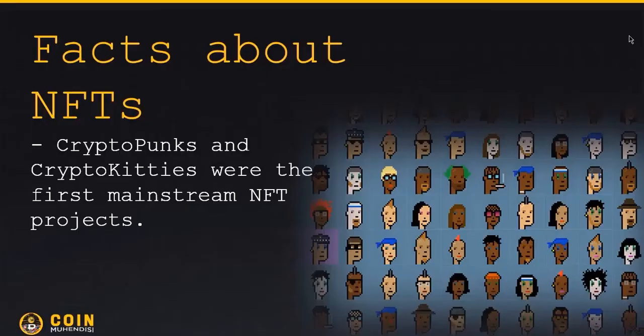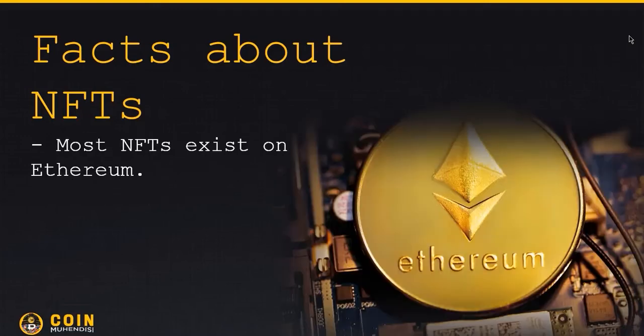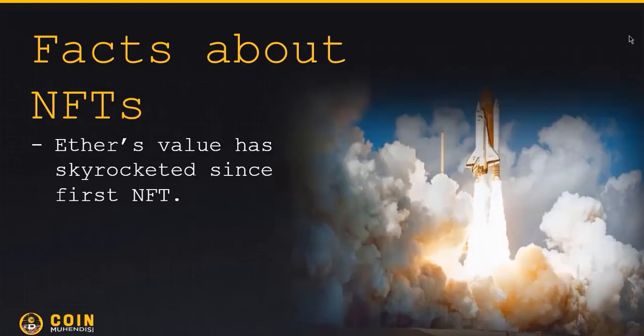And now it's time to talk about facts about NFTs. CryptoPunks and CryptoKitties were the first mainstream NFT projects. And the other one was about NBA Top Shot. NBA Top Shot helped support the NBA league during lockdown. And also, most NFTs exist on Ethereum blockchain. So what is the correlation between Ether and NFT? What kind of correlation can we have? I just told you before that most NFTs work under Ethereum blockchain. For that reason, Ether value has skyrocketed since the first NFT.